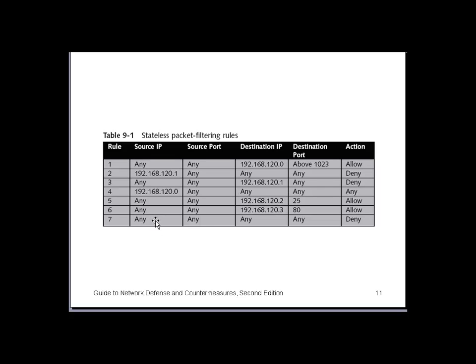Now if you look at this last rule, this looks like it's very restrictive. It's saying any, deny. So essentially what this is saying is if a packet comes in and it doesn't match rule 1, it doesn't match rule 2 or 3 or 4 or 5 or 6 or 7, then it has to match this. Because here it's very liberal. It's saying any source IP, any source port, any destination IP, any destination port. So if it doesn't match any of these, we are going to deny access.